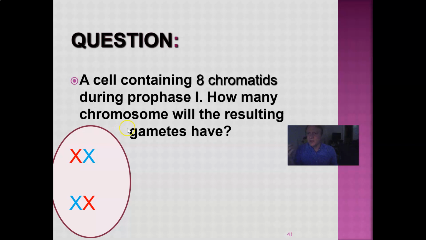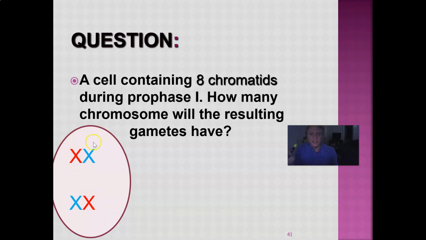Okay, so I wanted to make sure that everybody understood that last question and the mechanics of how it works. So if I asked it in a more simplified way, let's say we have a cell that has 8 chromatids, which looks like this. During prophase 1, how many chromosomes will the resulting gametes have? You can see each of these lines represents a chromatid. So you have 1, 2, 3, 4, 5, 6, 7, 8.